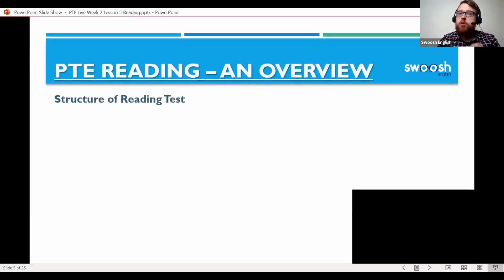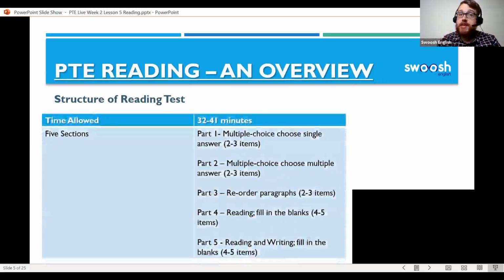So let's have a look at the overview of this prompt itself and this test. The reading test itself is 5 sections long, and you will have between 32 and 41 minutes to do this exam. It is divided into 5 parts: multiple choice, choose a single answer, choose multiple answers, reorder paragraphs, fill in the blanks, and reading and writing, fill in the blanks. They flow in order every single time from part 1 to part 5, so therefore you know what's coming next in the test.